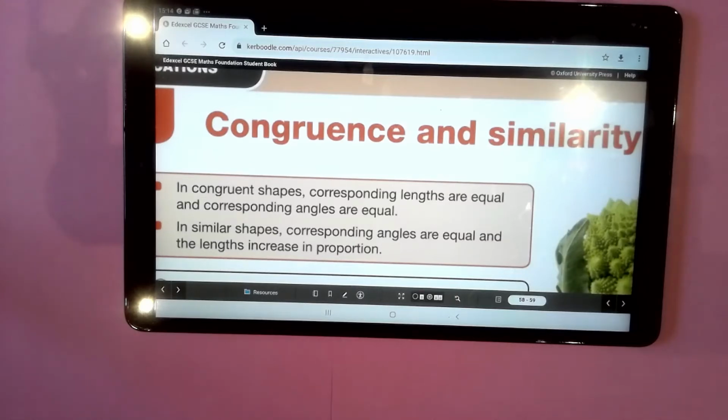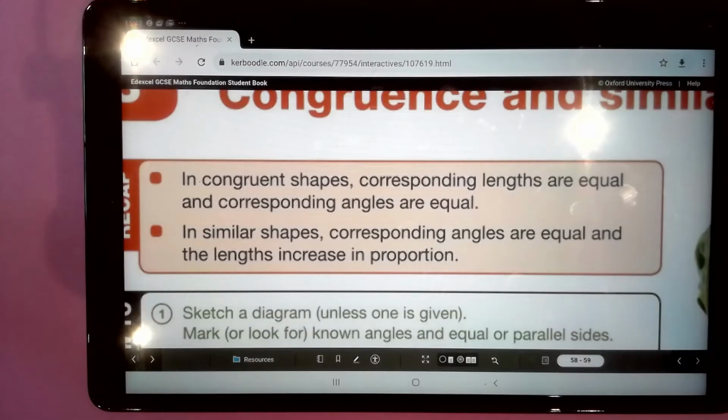This is the video for 3.3a, Congruence and Similarity. In previous lessons you should have got to grips with the two words congruent and similar when we're talking about shapes. Congruent shapes are exactly the same size, so they have equal sides.